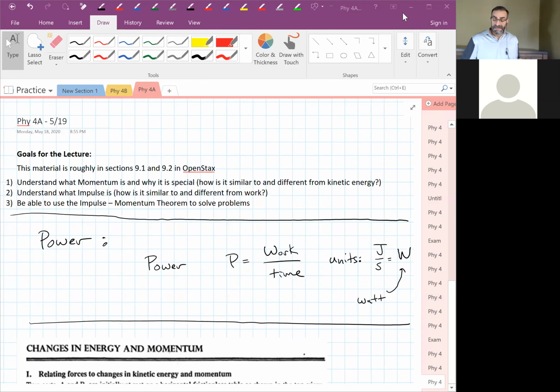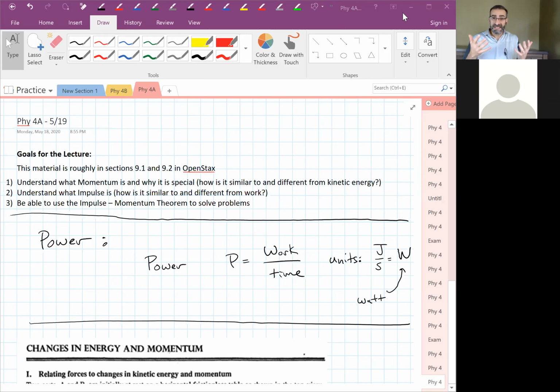The thing that power tells us is, let's say you have two cars that have the exact same mass. They're both at the metering light, waiting to get onto the freeway. The light turns green. They accelerate up. Both of the cars started from rest. Both of the cars eventually get up to freeway speed, but one car does it much faster than the other car.